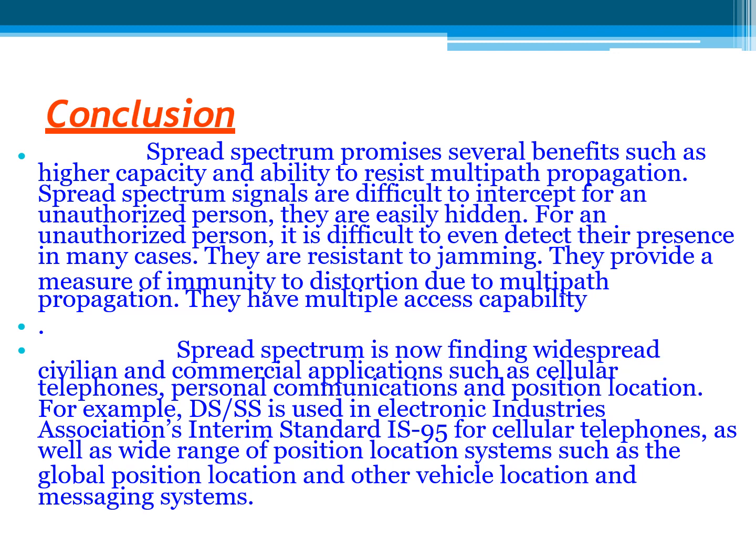They have multiple access compatibility, and spread spectrum is now finding widespread civilian and commercial applications such as cellular telephones, personal communications, and position location. For example, DSS is used in the Electronic Industries Association's interim standard IS-95 for cellular telephones, as well as a wide range of position location systems such as the GPS system and other vehicle location and messaging systems.